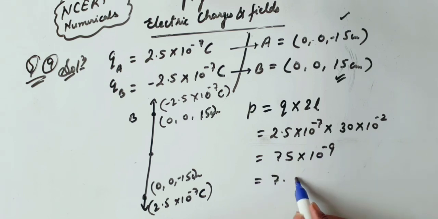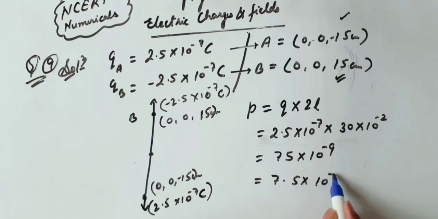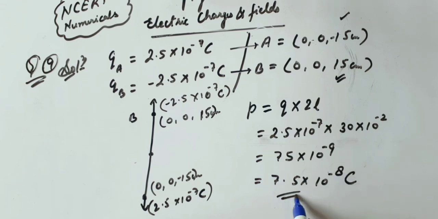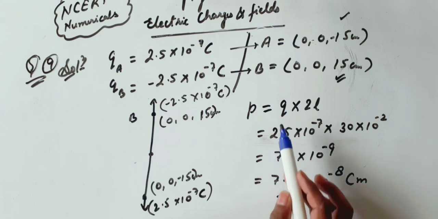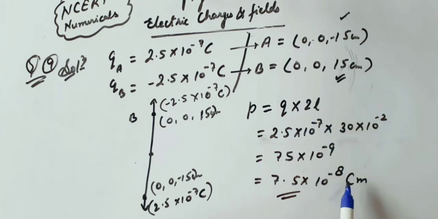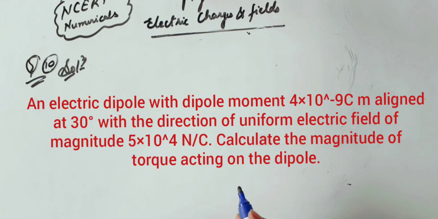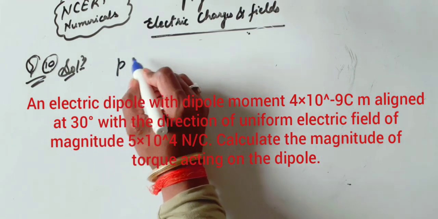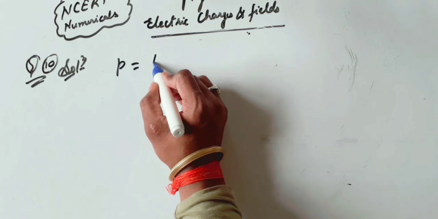Or we can write here 7.5 × 10^-8 coulomb. Sorry, it is coulomb meter. So the dipole moment of this system is equal to 7.5 × 10^-8 coulomb meter, because the SI unit of charge is coulomb and the SI unit of length is meter, so it will be coulomb meter.